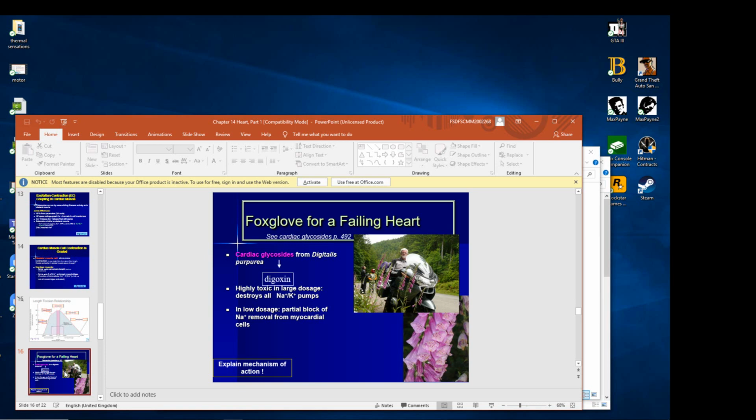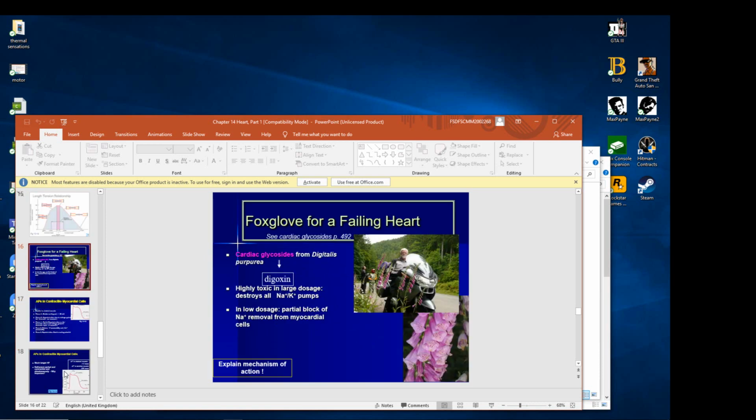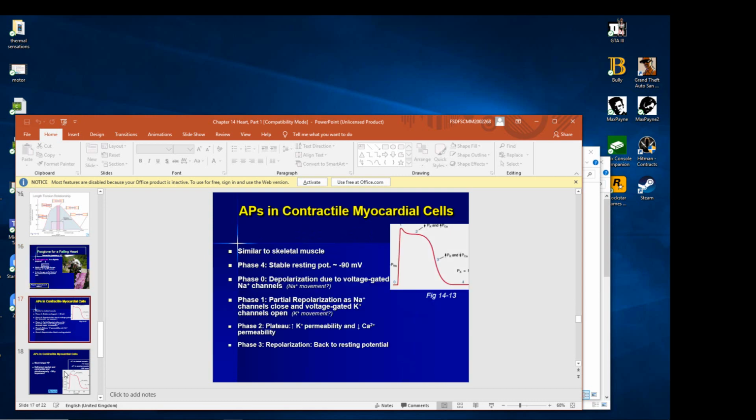We'll do this foxglove for the failing heart. This is quite important when we'll be doing the pathophysiology, how different drugs are going to act, and how the high toxic doses of digoxin destroy all the sodium potassium pumps, and a low dosage gives partial block of sodium removal from cardiac myocardial cells. As you can see, drugs like digoxin are being given in case of heart failure.